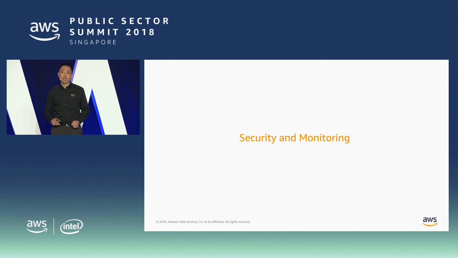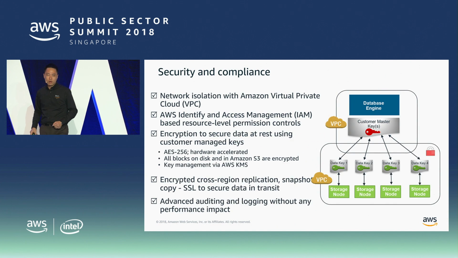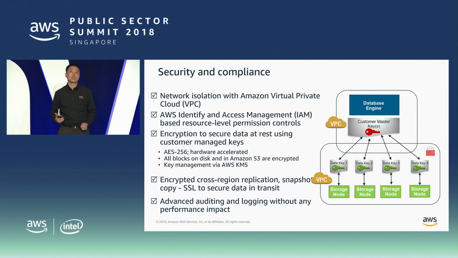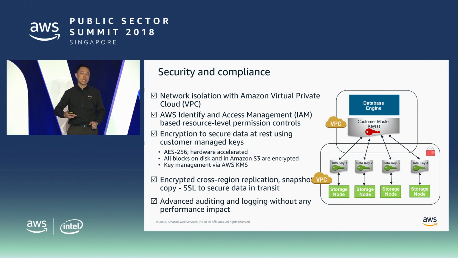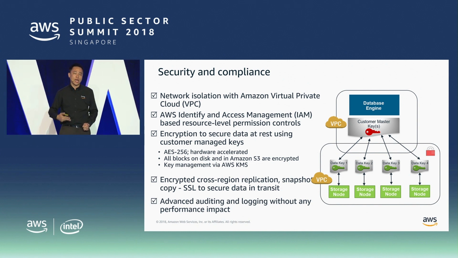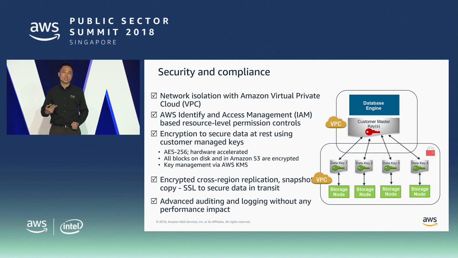What about the security and monitoring? Whenever people talk about security, they talk about a few things. Secure data at rest, number one. Secure data in process, number two. Number three, secure data in transit. So RDS and the Aurora databases are able to take care of all these requirements.